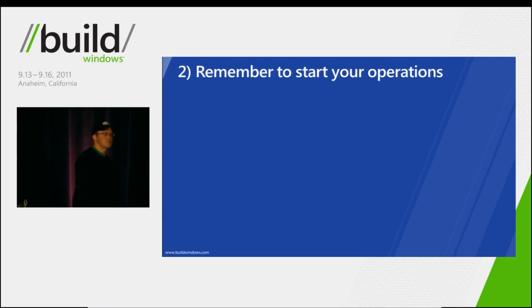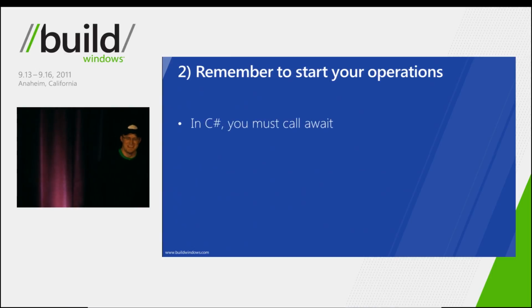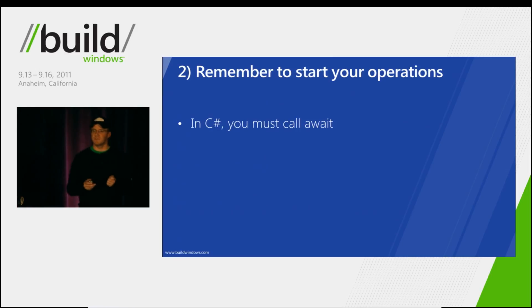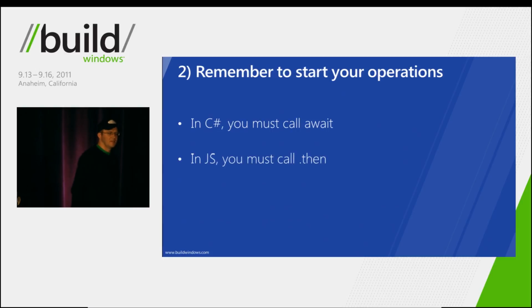Second thing, remember to start your operations. There's a couple of things that trigger your asynchronous operations to run, depending on which language you're in. If you're in C# and you're using the await keyword, when you say open file async, if you don't stick await in front of it, that operation will not begin running. If you're in JavaScript and you call open file async and you don't say .then, that operation won't begin running. You can provide no parameters to it. You can say .then, open parens, close parens. But you have to say .then or it doesn't actually begin working.